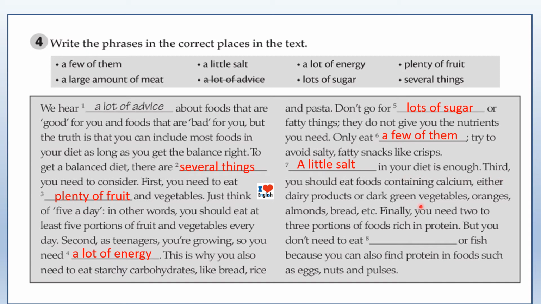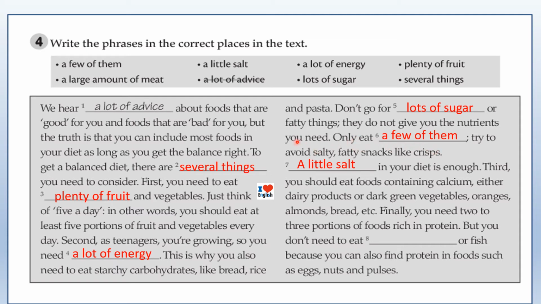Third, we have finished first. Here, we need to eat plenty of fruit and vegetables. Second, you need carbohydrates because your bodies are growing. You need a lot of energy. In the carbohydrates, don't go for lots of sugar or fatty things because they don't give you the nutrients you need. Only eat a few of them.